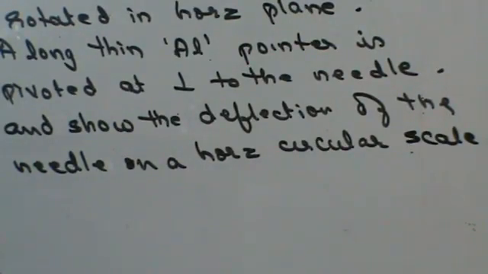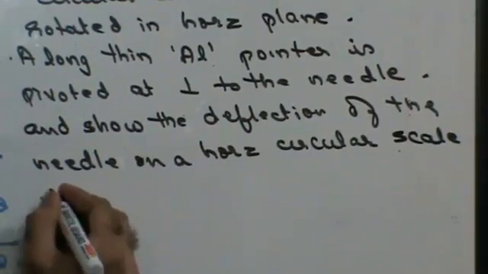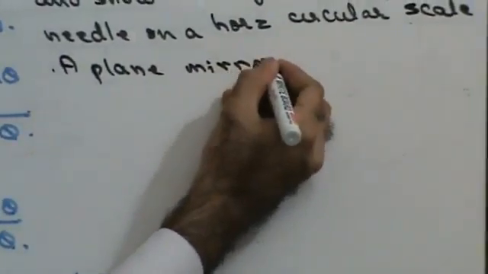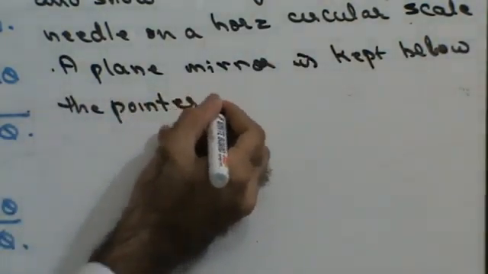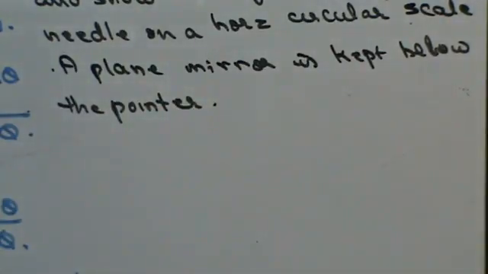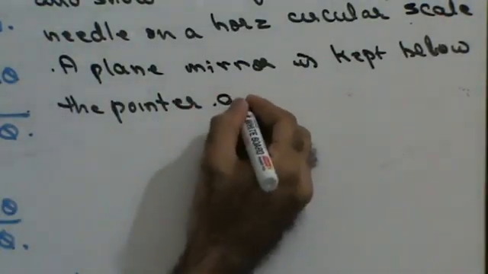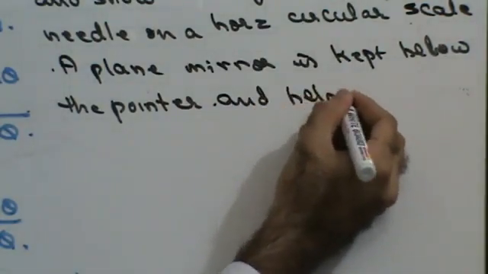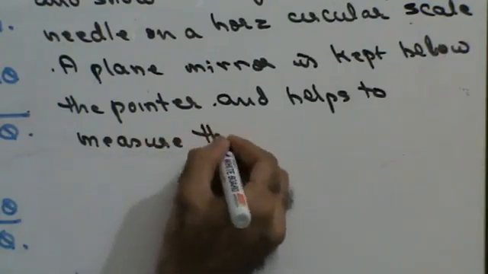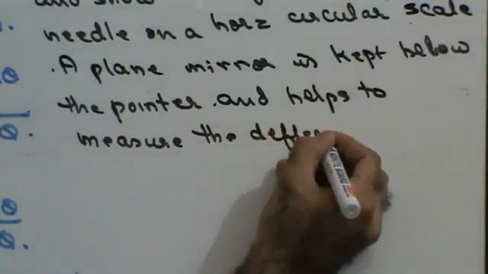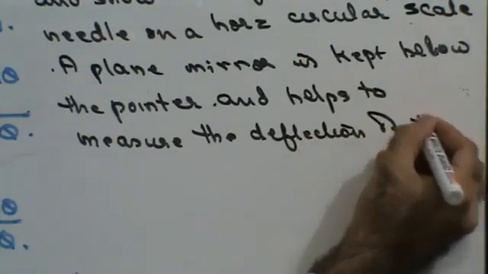A plane mirror is kept below the pointer and helps to measure the deflection of the pointer.